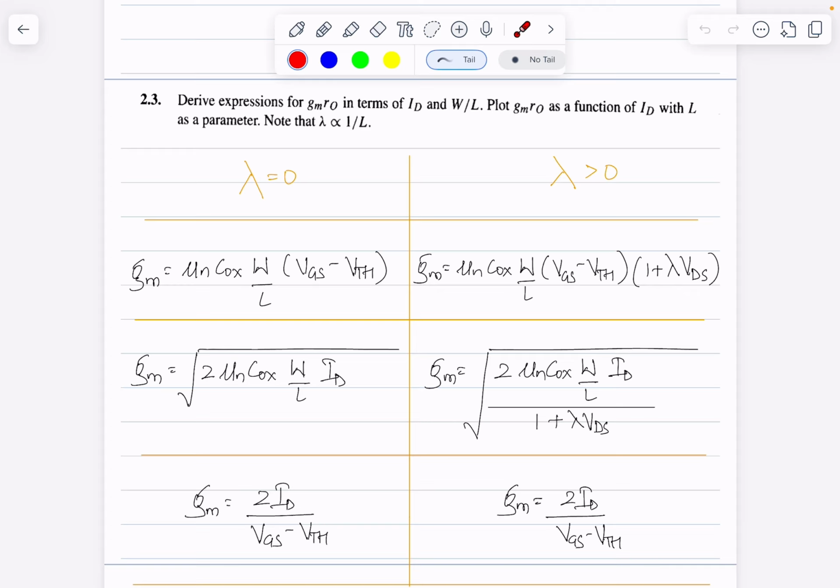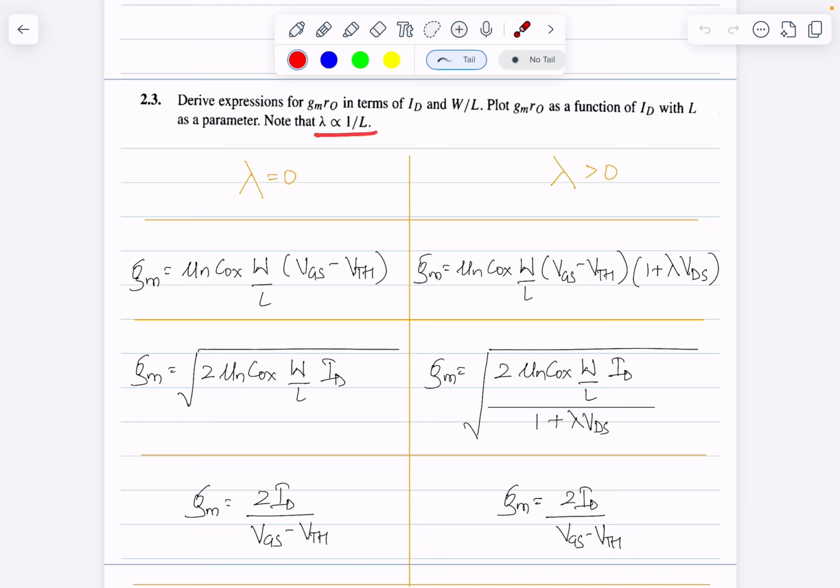In this video, we will be discussing the solution to problem number 2.3 of chapter 2 of the book Design of Analog CMOS Integrated Circuits by Behzad Razavi. In this problem, we are asked to derive the expression for gm·ro, which is the intrinsic gain of a transistor, in terms of ID and W over L. We also need to plot gm·ro as a function of ID for different values of L.